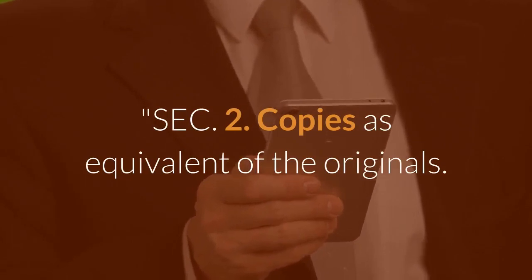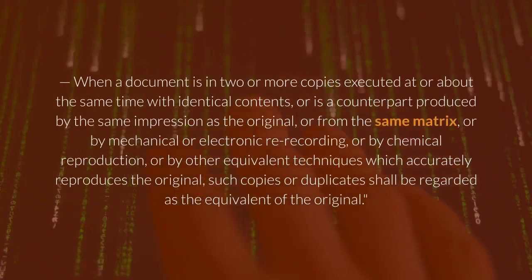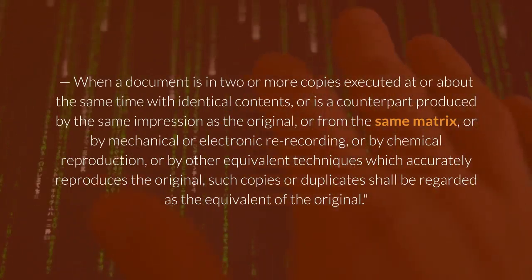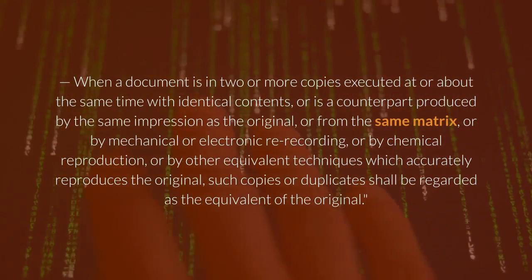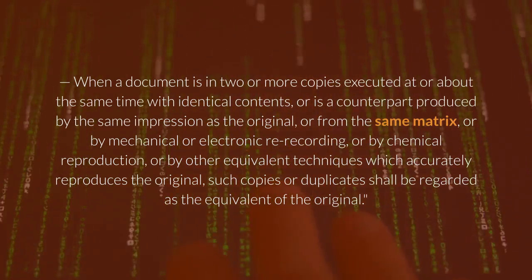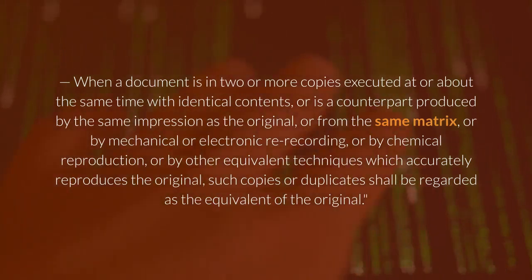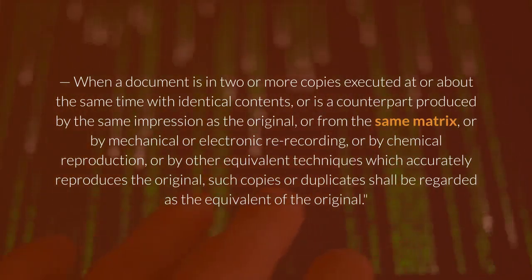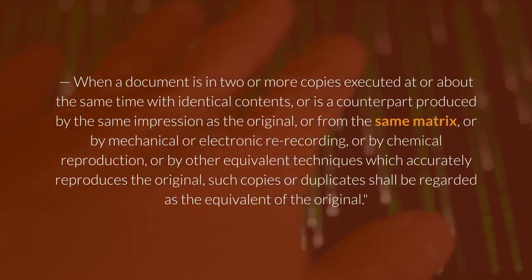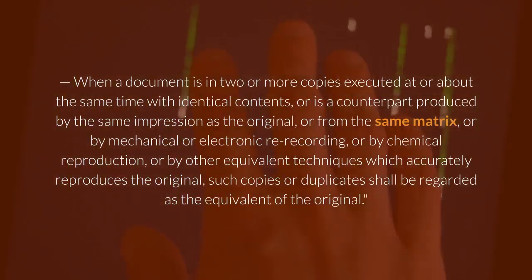SEC. 2. Copies as equivalent of the originals. When a document is in two or more copies executed at or about the same time with identical contents, or as a counterpart produced by the same impression as the original, or from the same matrix, or by mechanical or electronic re-recording, or by chemical reproduction, or by other equivalent techniques which accurately reproduces the original, such copies or duplicates shall be regarded as the equivalent of the original.